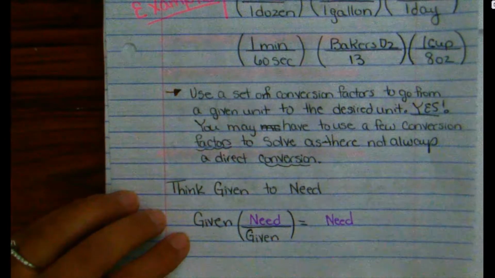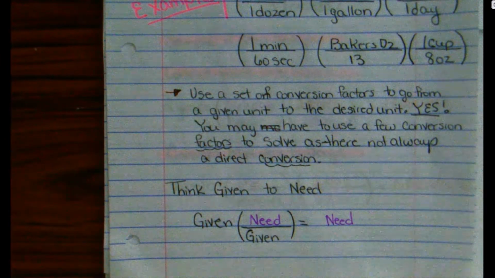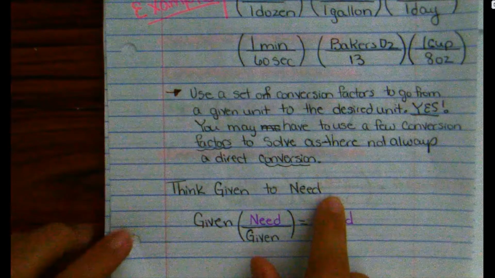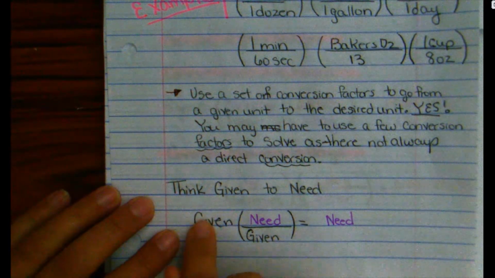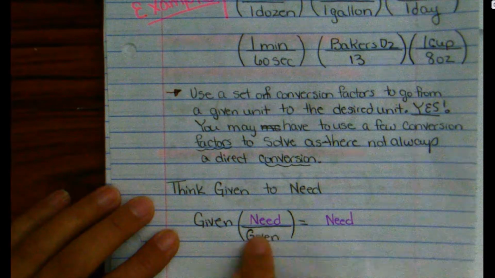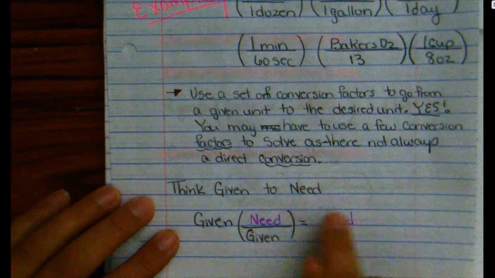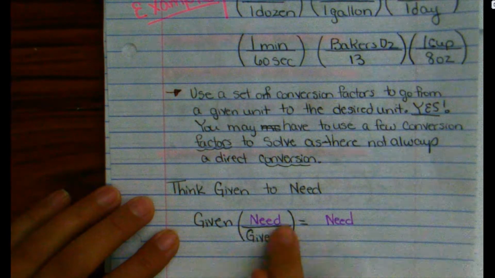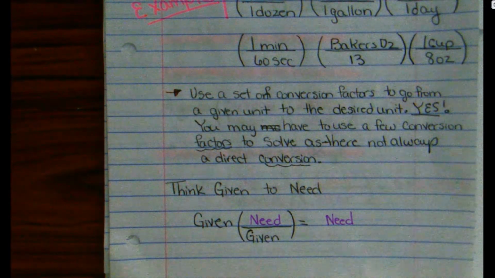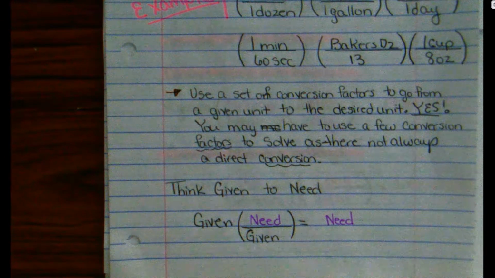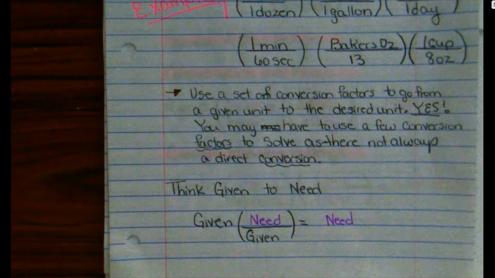And when you're setting it up, you're going to think given to need. You're going to put what you were given over here, and then that is going to go on the bottom of your conversion factor, and then your need's going to be on top. This is a conversion factor. Your conversion factors never change. You always put the units that are given on the outside, and then your conversion factors are always the same.